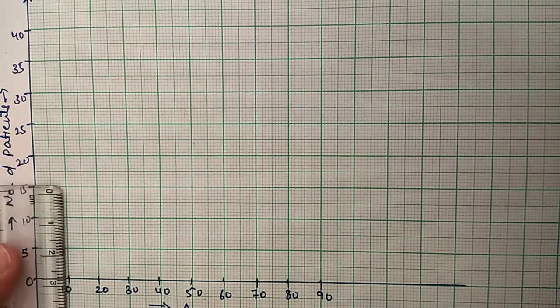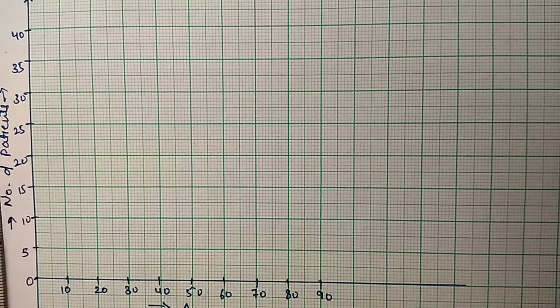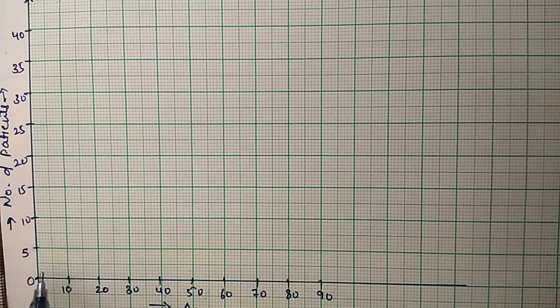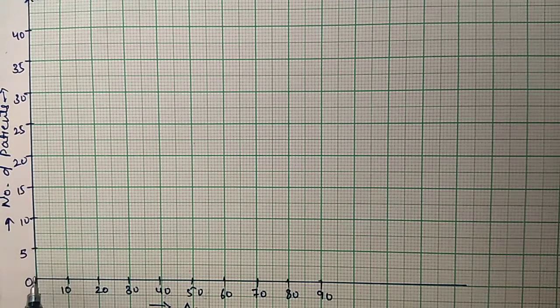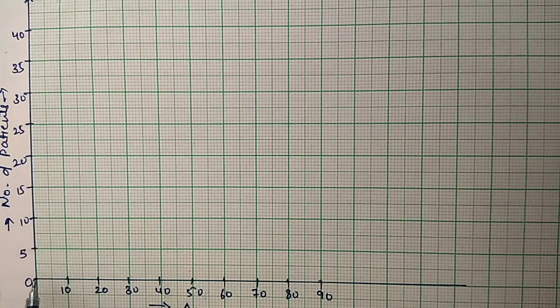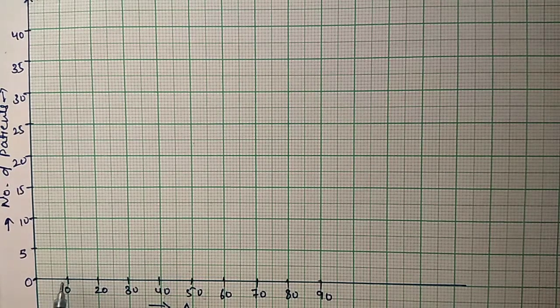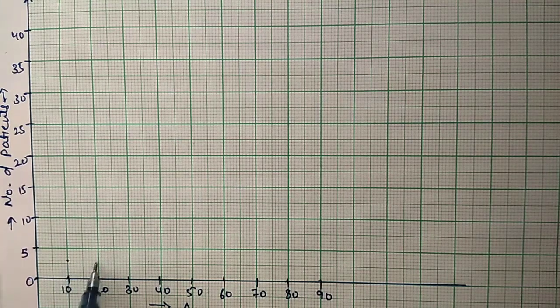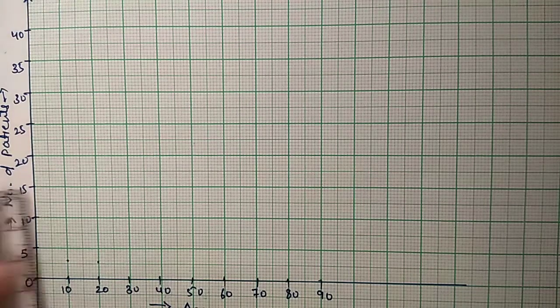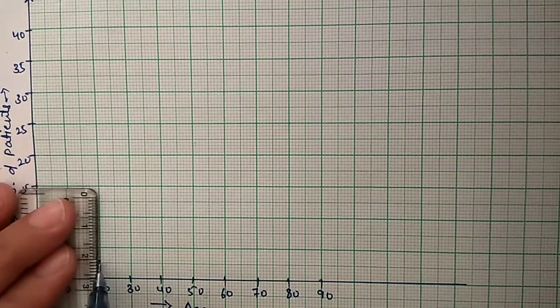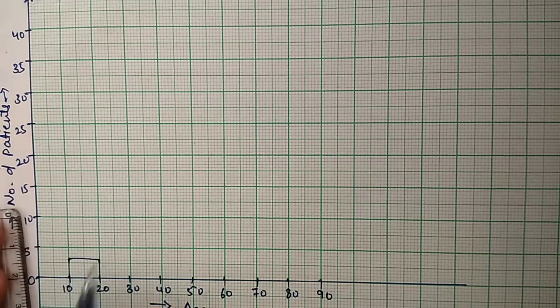For the first category, 10 to 20, the number of patients is 3 here. So you can see this 0 to 5. If you count, these are small 10 boxes. Small 10 boxes is equal to 5. It means each small 2 boxes is equal to 1. So when we have to do 3, we have to count small 6 boxes. So small 6 boxes means till here. So between 10 to 20 it is coming 6.